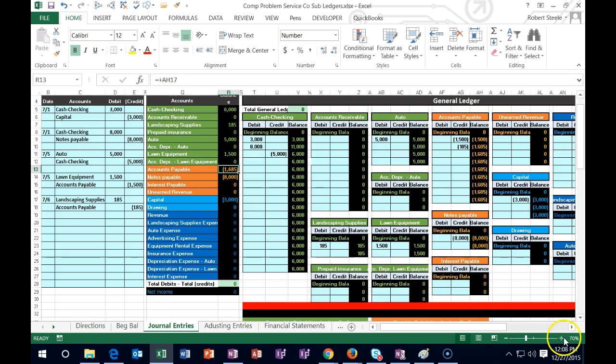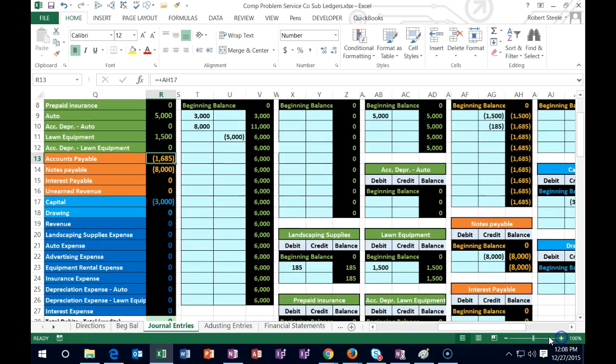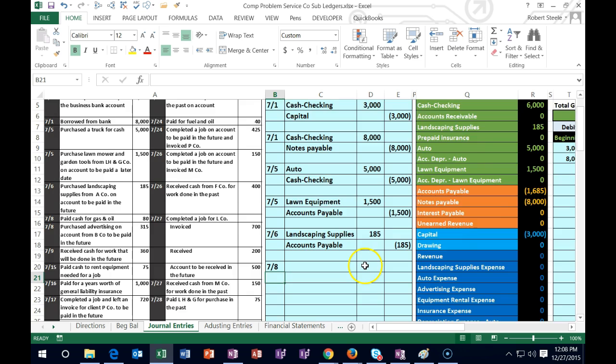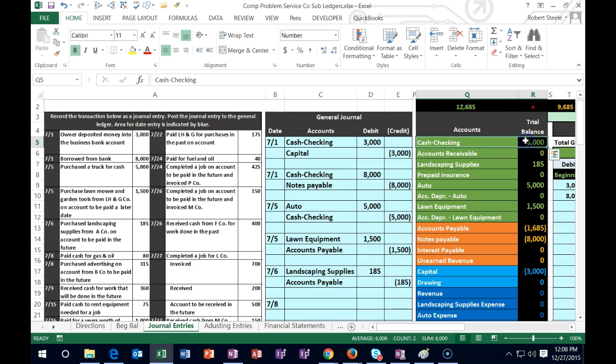All right, so let's make this larger again. We're going to go back up to 100%. We're going to go back over to our information. We are now on 7.8, and we paid cash for gas and oil. All right, that's a standard transaction. So is cash affected? Yeah, we pay cash. So cash has a debit balance. We need to make it go down. We're going to do the opposite thing to it, which would be a credit.